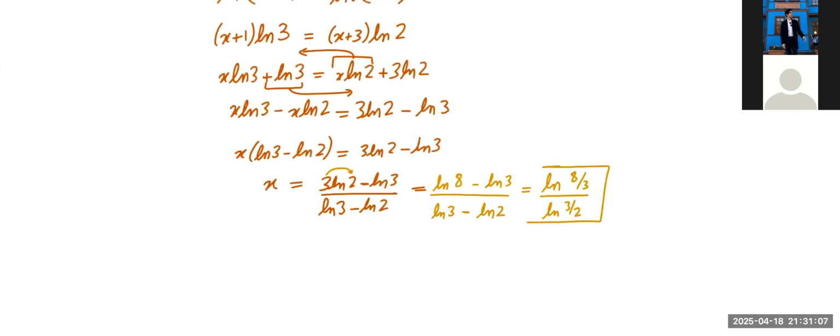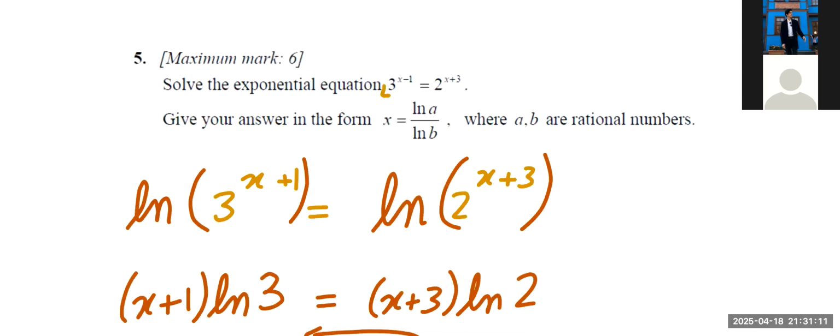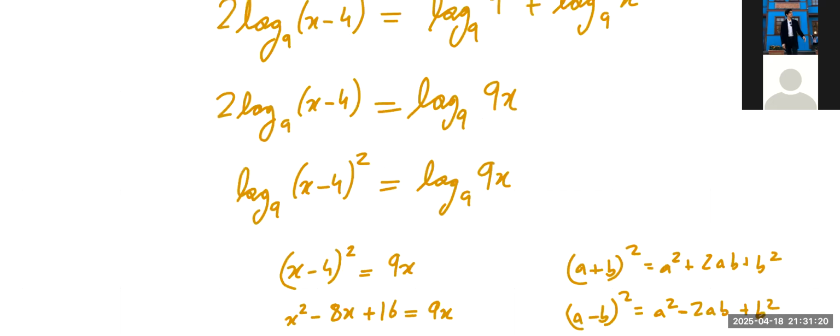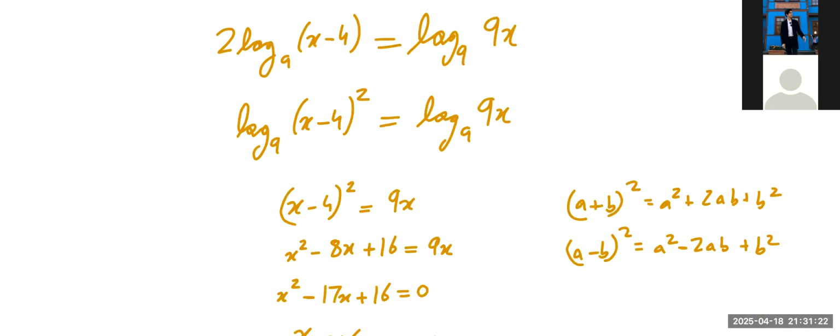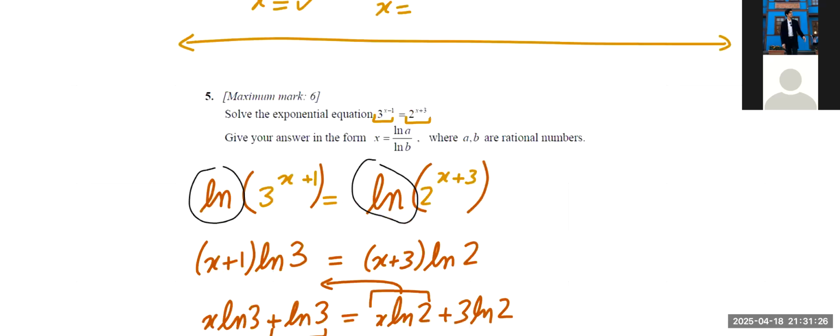Okay, so what was the key? The key was when you have a pure exponential on both sides of the equation, just log them. That'll remove the exponential part. Similarly, when you have pure logs on both sides of the equation, just cancel out the log parts. That's basically it. And that's how you solve an exponential equation.